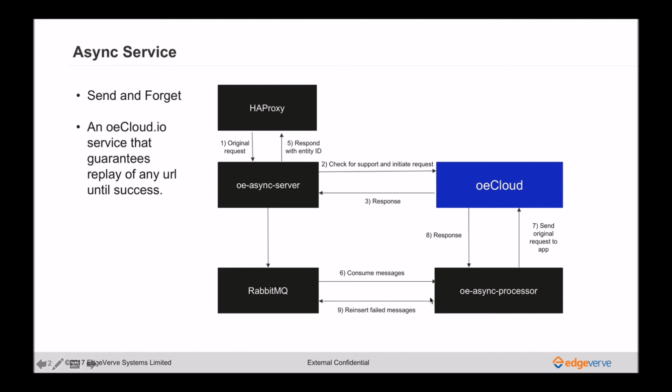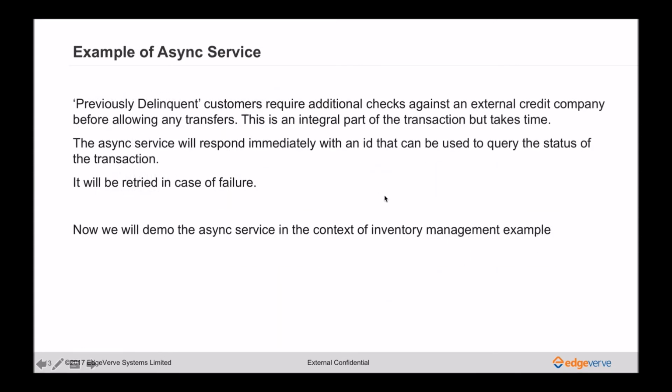If it goes a configurable number of times and keeps failing, it will go to a dead queue, and it can be seen over there. So in a nutshell, that's the overall design of the async service. So here, let's give another real-world example of where such a thing will come in quite handy.